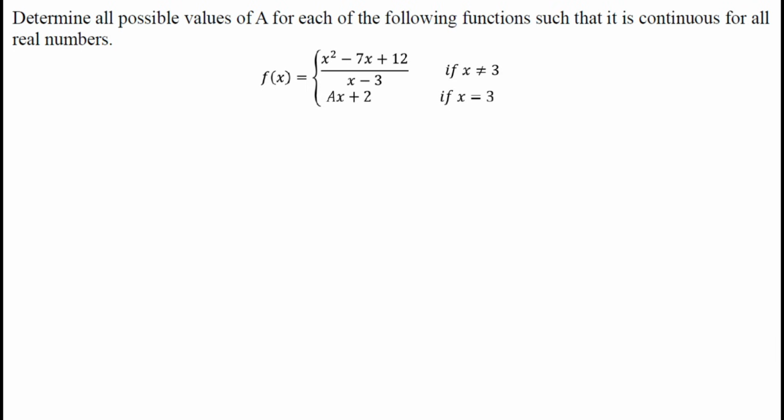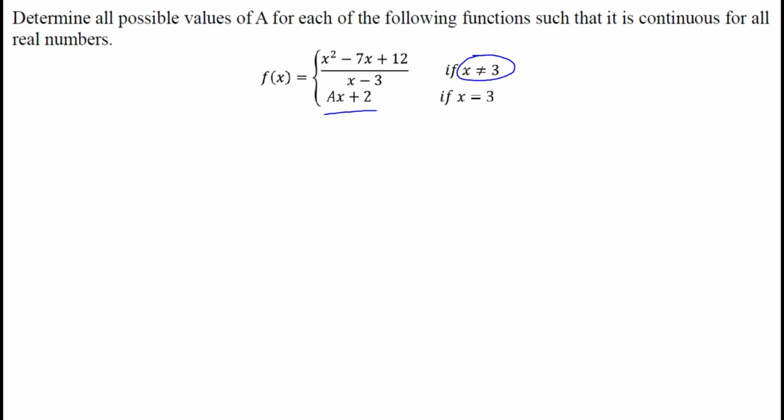All right, we're going to do a couple here where we find a value of a so that our function is continuous for all real numbers. So we can see that x squared minus 7x plus 12 over x minus 3 is continuous for all real numbers, except 3. Luckily, that's when our function doesn't equal x squared minus 7x plus 12 over x minus 3. Right? At x equals 3, it's ax plus 2.